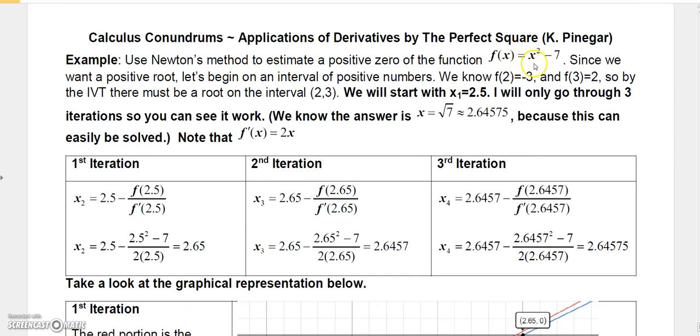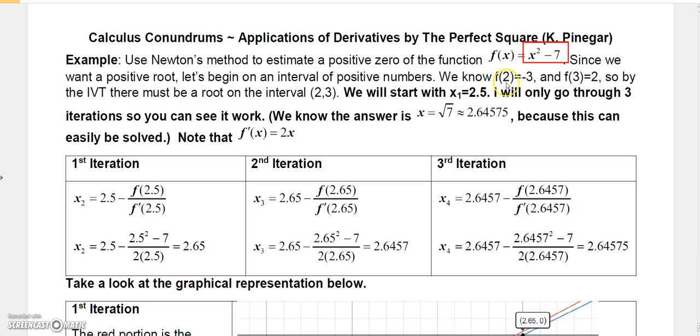So we're going to use Newton's method to estimate the zero of this function, x squared minus 7. I want a positive root, so I don't want the negative root. The solution would be plus or minus the square root of 7 if we set this equal to 0 and solved it, but I just want the positive root.